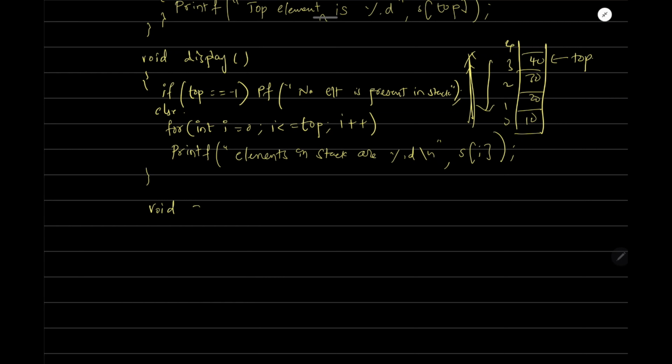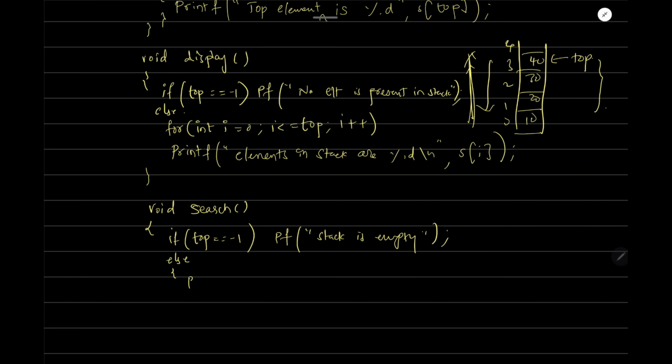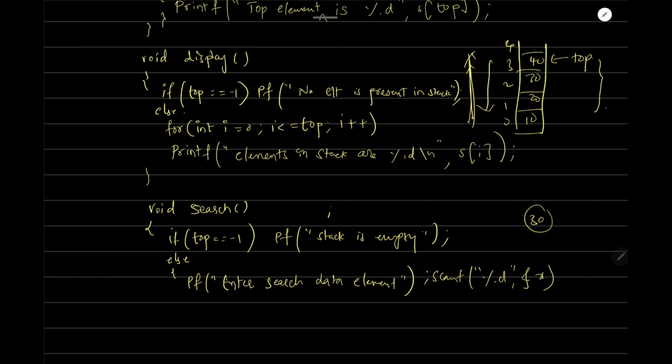So next is search. Void search. I want to search a particular element in the stack. So here also we need to check this condition. If top is equal to -1, printf stack is empty, that is, no element is present. In any other situation, else, we will ask printf enter search data element, meaning what element we need to search. Let's say I want to search 30. scanf %d, &x. Let me define int x.